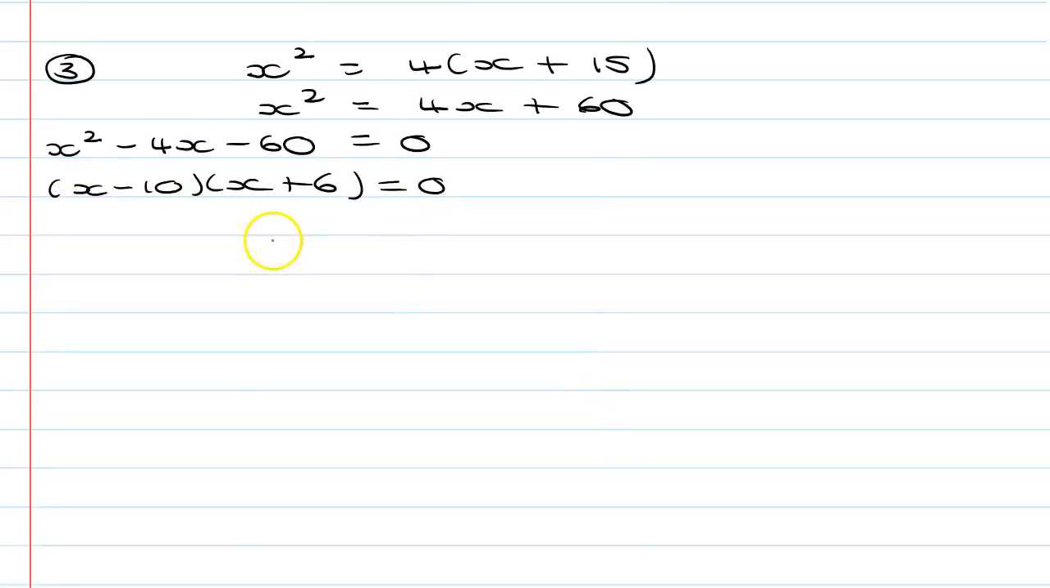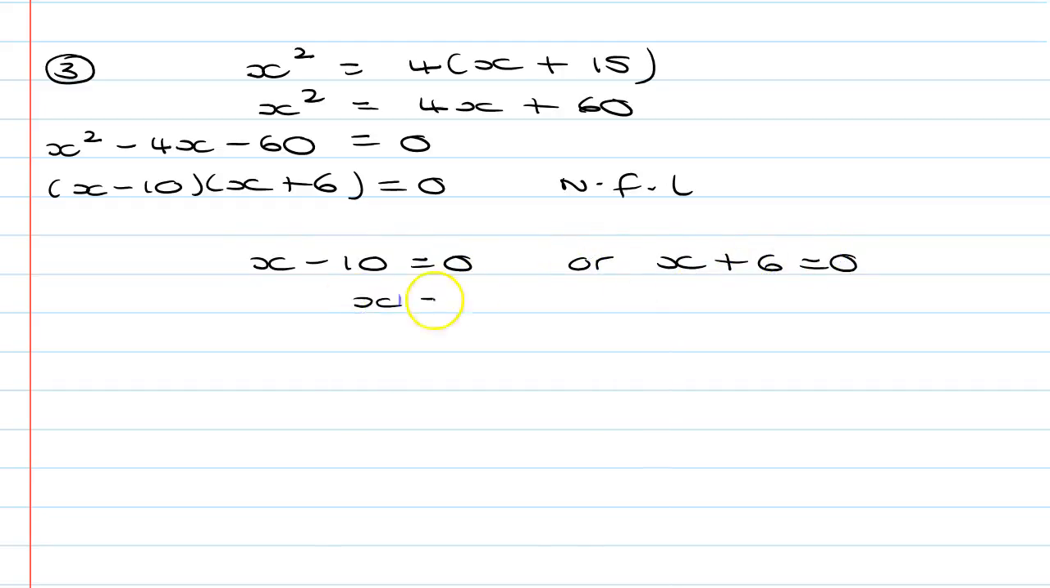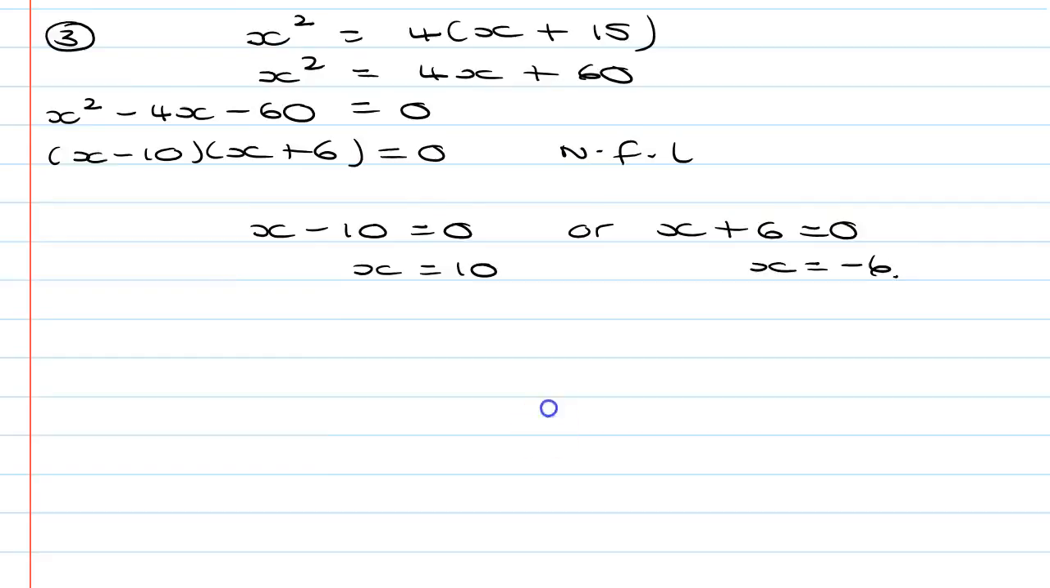Now let's solve each of these individual equations using the null factor law. We can say that either x minus 10 equals 0 or x plus 6 equals 0, and solve each of these equations. So that's x equals 10 and that's x equals -6.